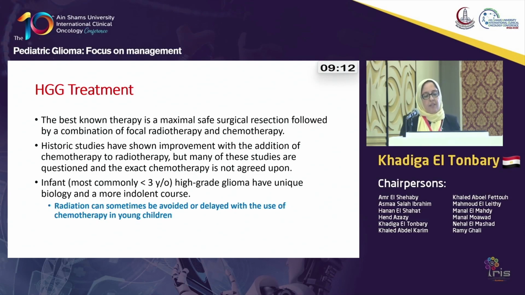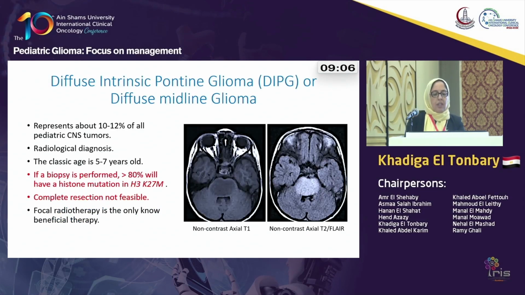Infant high-grade glioma, most commonly less than 3 years, has unique pathology and a more indolent course than in older children. And as you all know, the diffuse midline glioma presents usually in the classic age of 5 to 7 years, and mostly it has a histone mutation in H3K27M. It's a radiological diagnosis, and biopsy and complete resection is always not feasible.